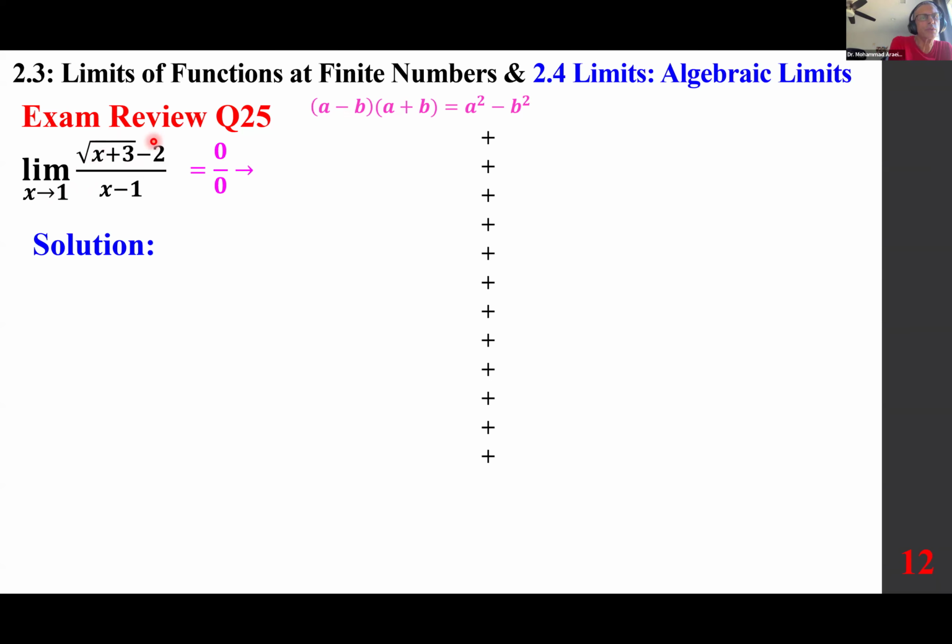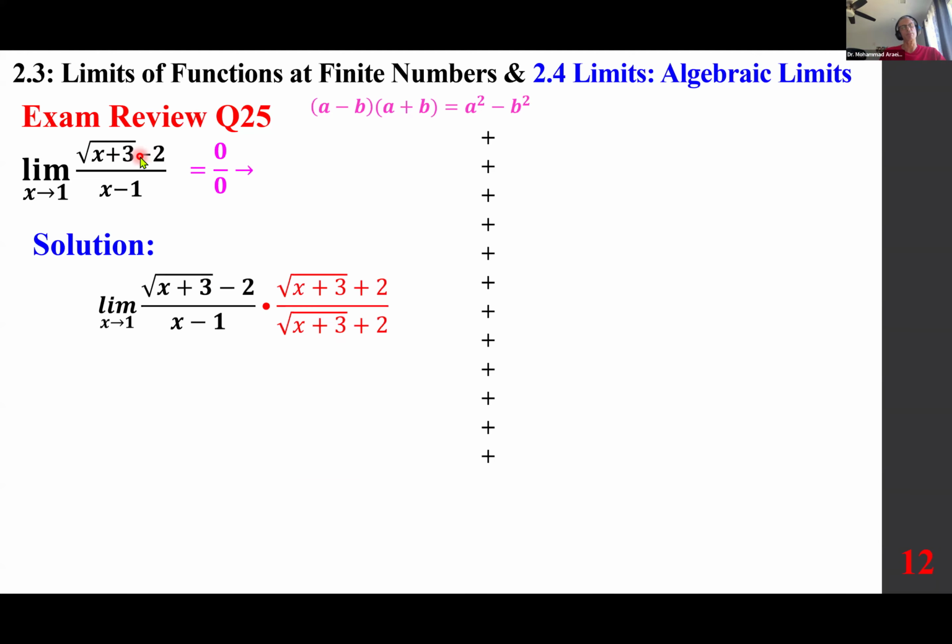So the conjugate of the numerator, because it's a square root, that's what you're looking for. You write the same thing and you change the minus 2 to plus 2. You multiply and divide by it. The methodology is that the denominator, you keep it as a product. You don't touch that. Because x is approaching 1, x minus 1 is 0. That's the problem. So you multiply, the top becomes a squared minus b squared.